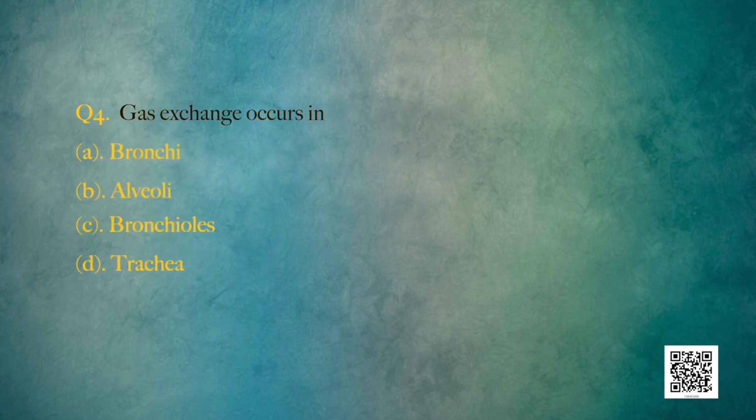Let's proceed to the next question. Gaseous exchange basically occurs where? The first option is bronchi, second is alveoli, third is bronchioles, and fourth is trachea. Time up. So, the answer is alveoli. Great job, students. You have done a wonderful job of having understood these concepts.